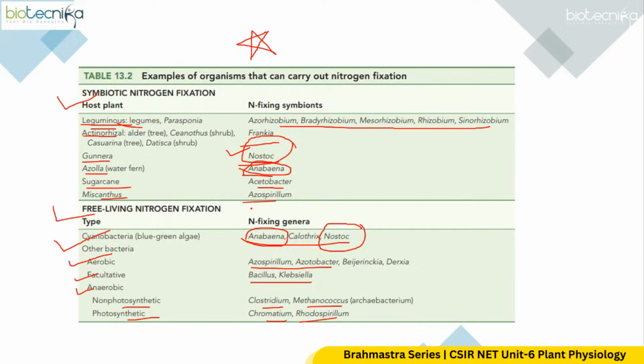Similarly, we have Anabaena. They are also present as a nitrogen fixer, symbiotic and free-living. Then we have Acetobacter. So remember not to be confused with this term. Acetobacter, Azotobacter. Just a difference of few letters. Aceto comes under the category of symbiotic fixation. Azoto comes under the category of free-living. Okay. So Azotobacter comes under the category of aerobic organism. Okay, so these are the few things which you can have a note on.